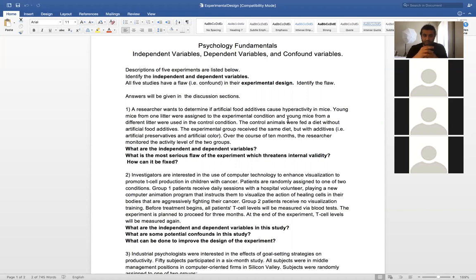Okay. Are there any questions before I sign off? Any problem, any concern, any comments? Make sure that you do understand independent and dependent variables. They are important to know. There will be some questions on the test about them.